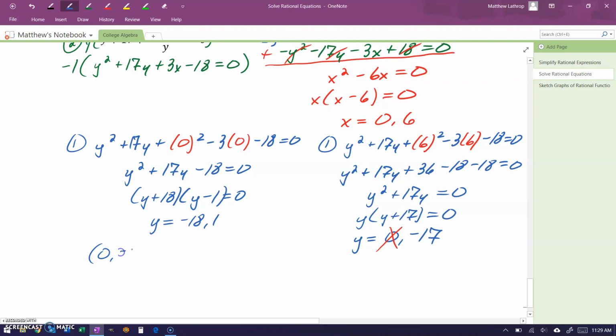When we plugged in x equals 0, we could get y equals negative 18 or positive 1. And when we plug in x is equal to 6, we generate two values, but only one is valid. The other gets thrown out. So we get the coordinate pair 6, negative 17.